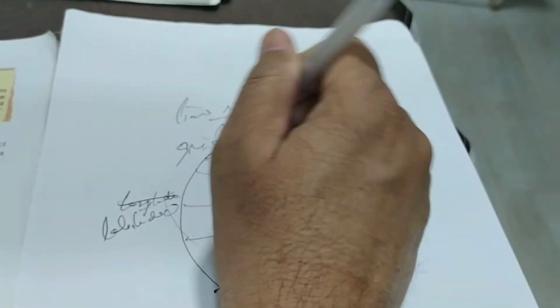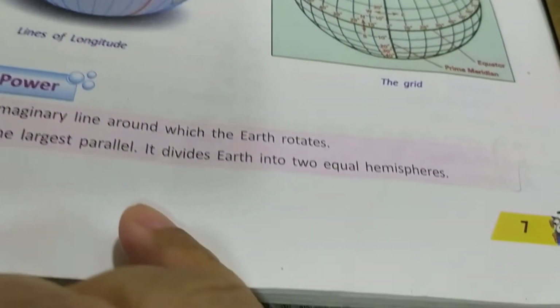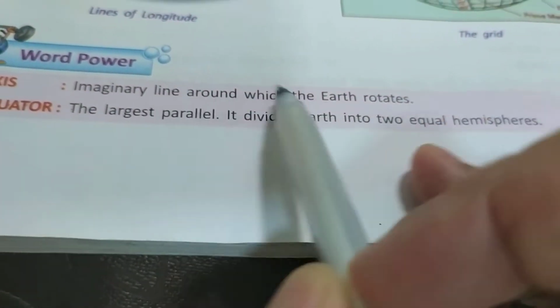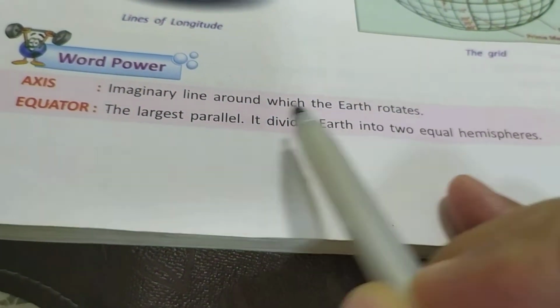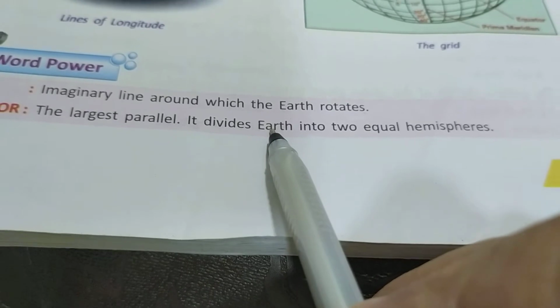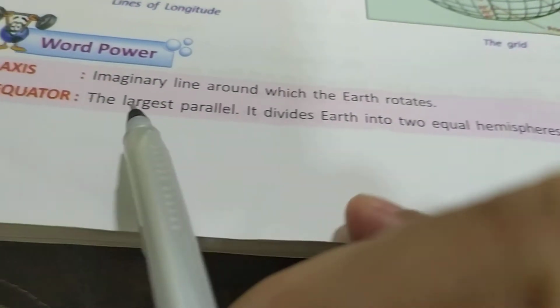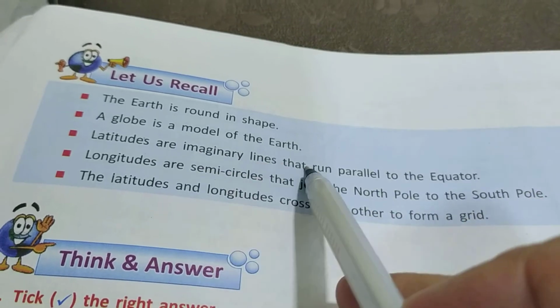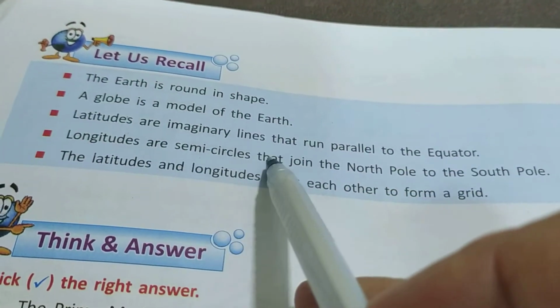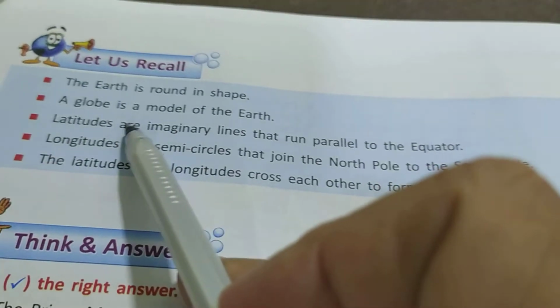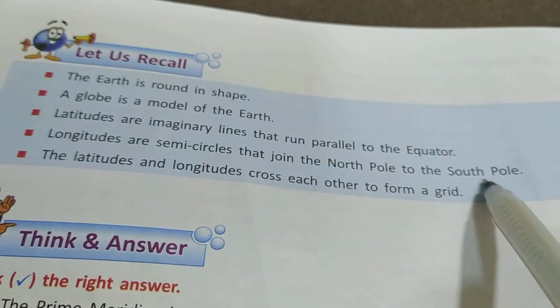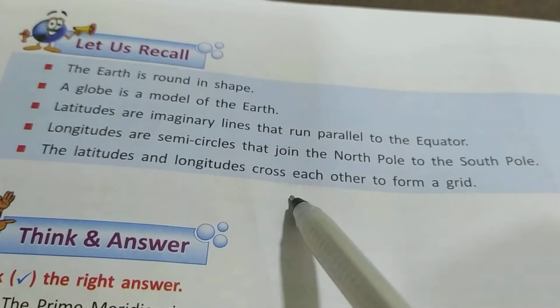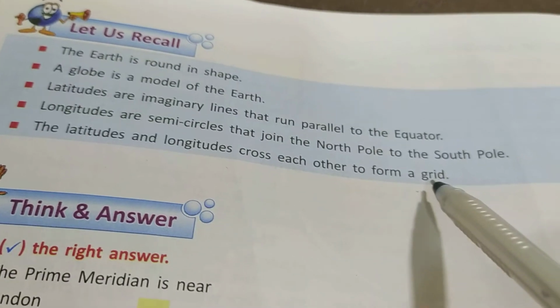Now, if you see the important words: axis, the imaginary line around which the Earth rotates is known as the axis, and the largest parallel, which divides the Earth into two equal halves, is known as the equator. Now, the important points: the Earth is round in shape, the globe is a model of the Earth, latitudes are imaginary lines that run parallel to the equator, longitudes are semicircles that join the North Pole to the South Pole, and the latitudes and longitudes cross each other to form a grid.